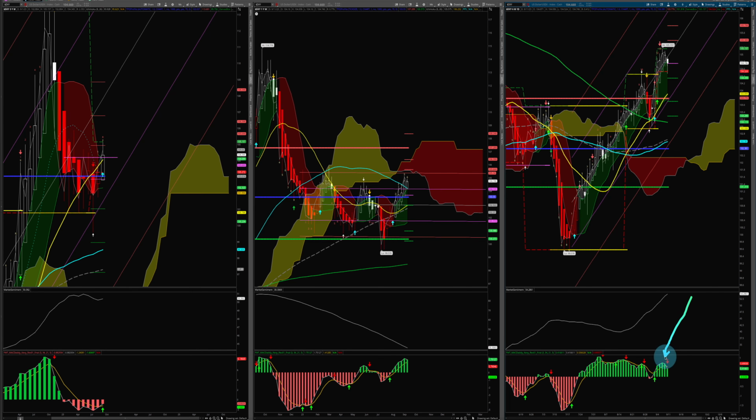The only thing is that the MACD is a little negative, and it looks like it could probably get a crossover, but it's not there yet. Getting very, very toppy. Maybe a double top here. You never know.